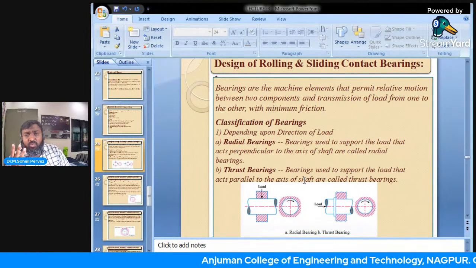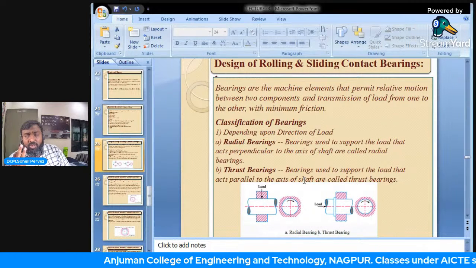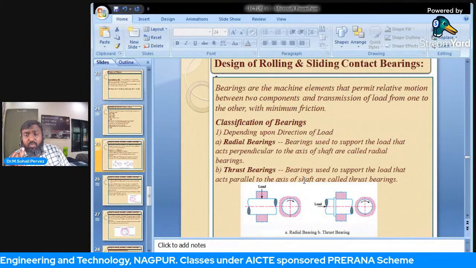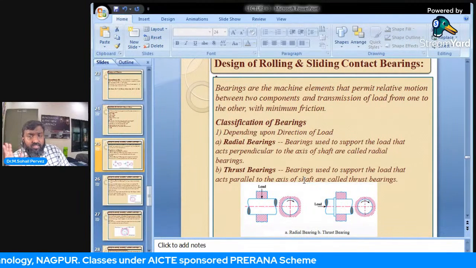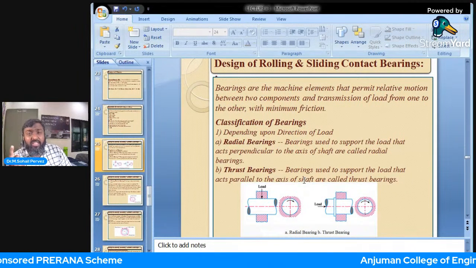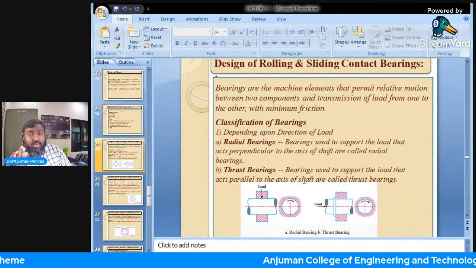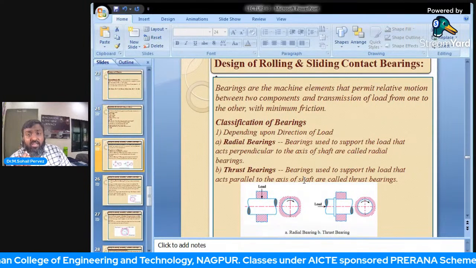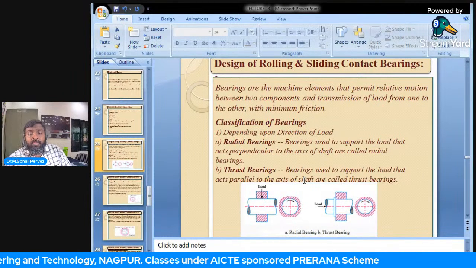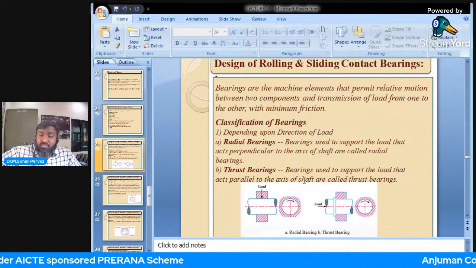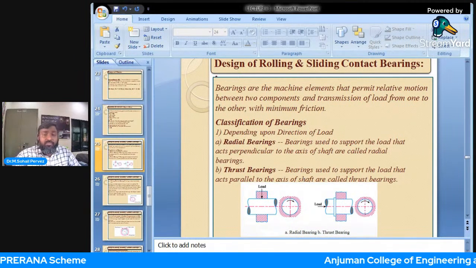Number one, it will guide the motion. Number two, very important, it will take up the load acting on the shaft. And number three, again very important, it will reduce the friction. So bearings are machine elements that permit relative motion between two components and the transmission of load from one to the other with minimum friction.